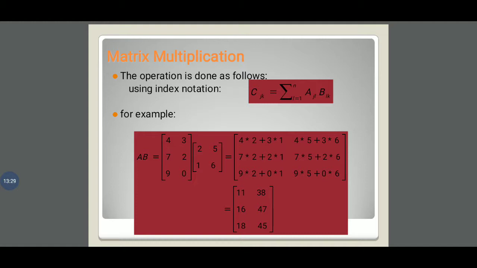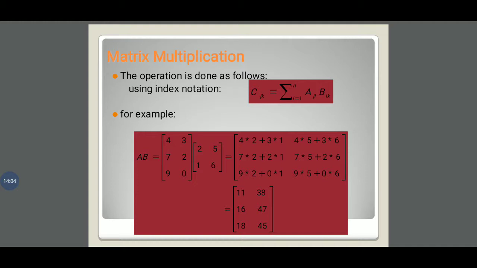Same process again for the third row: 9 into 2 plus 1 into 0. Next, 9 into 5 plus 0 into 6. If you have done your calculations, then you will get the first row as 11, 38, 16, the second row as 16 and 47, and for the third row, 18, 45.